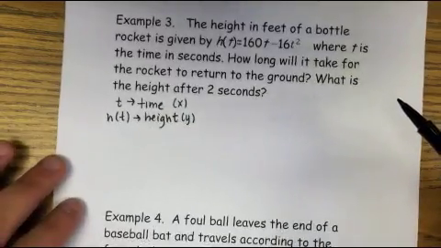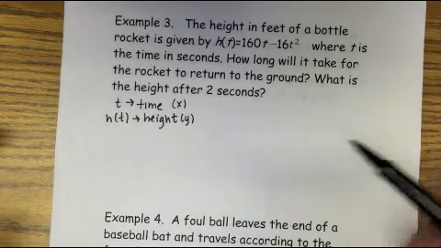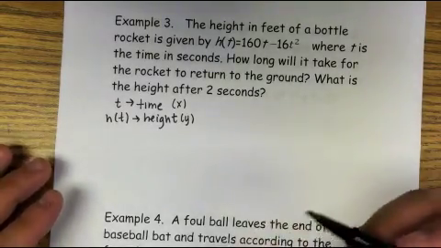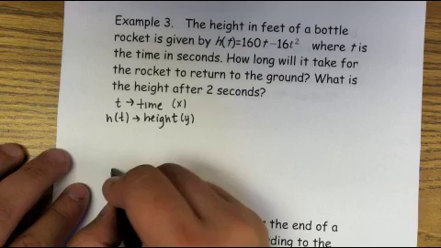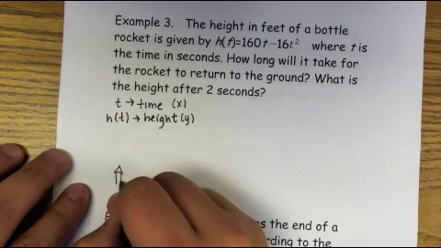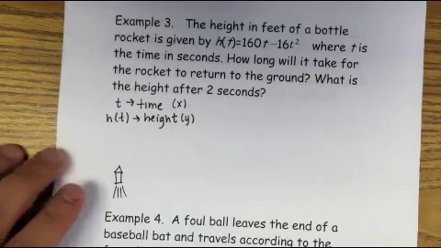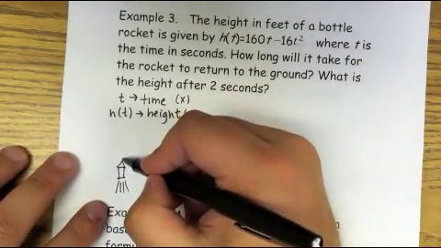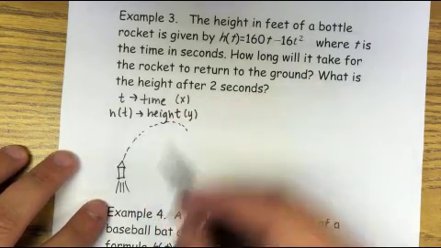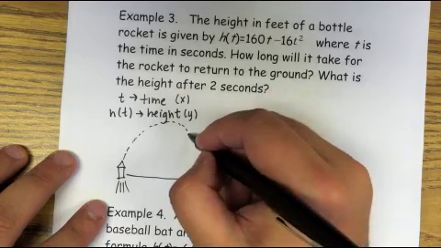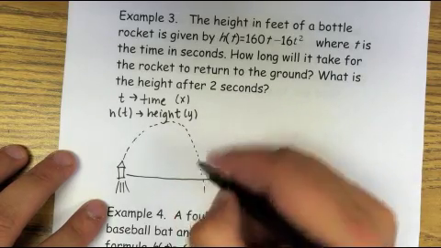Well, I don't know about you, but any rocket that I've seen always goes up. And what goes up must always come down. So you've got some sort of little rocket here, and forgive my artwork. Okay, and so this rocket is going to go up in the air, and then eventually it's going to come back and it's going to hit the ground, correct? Right here.